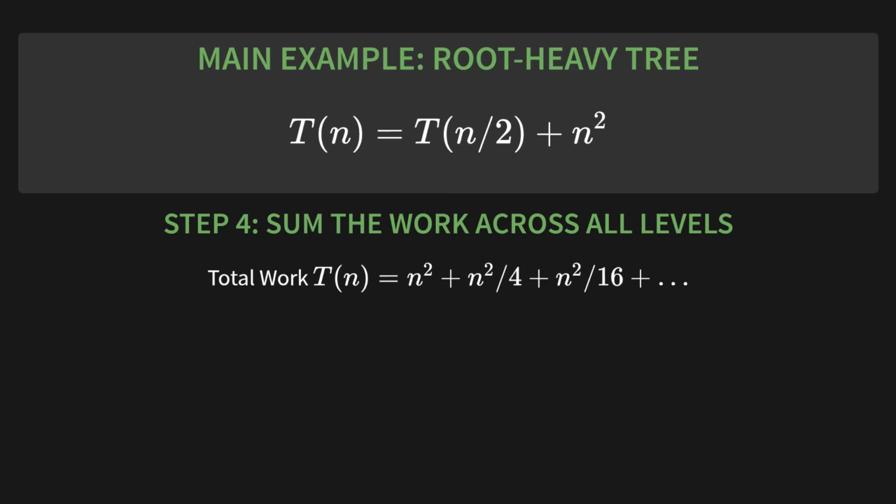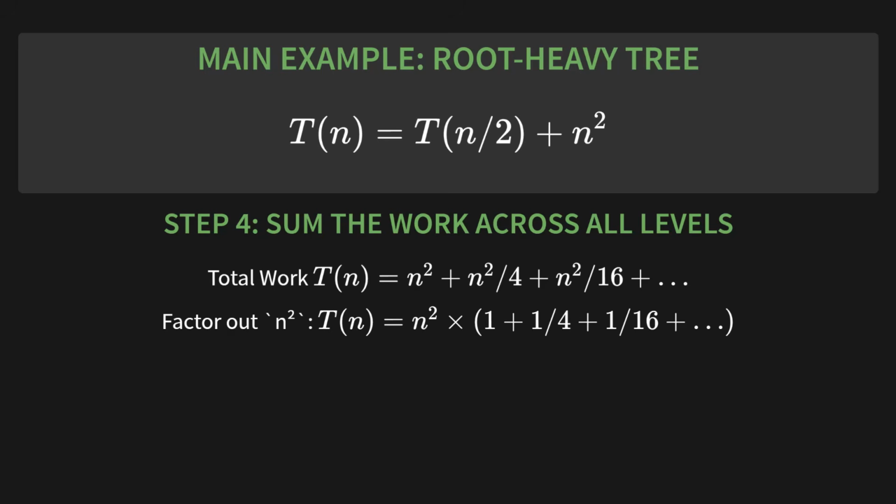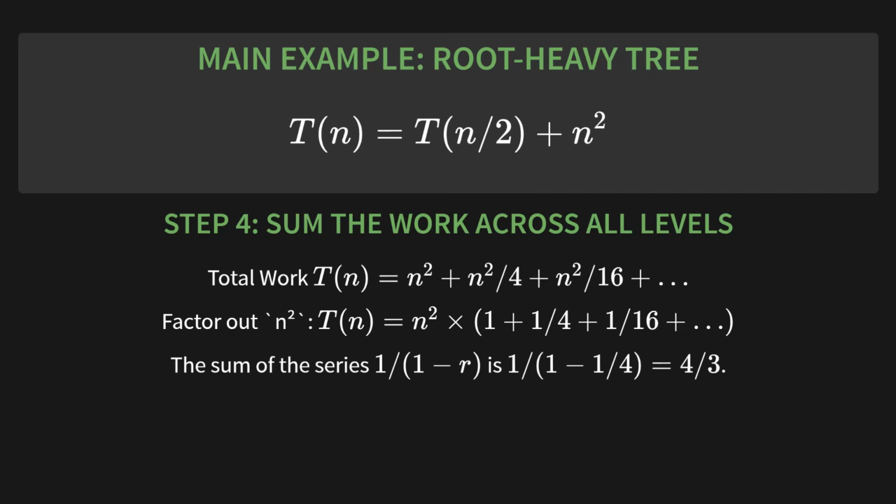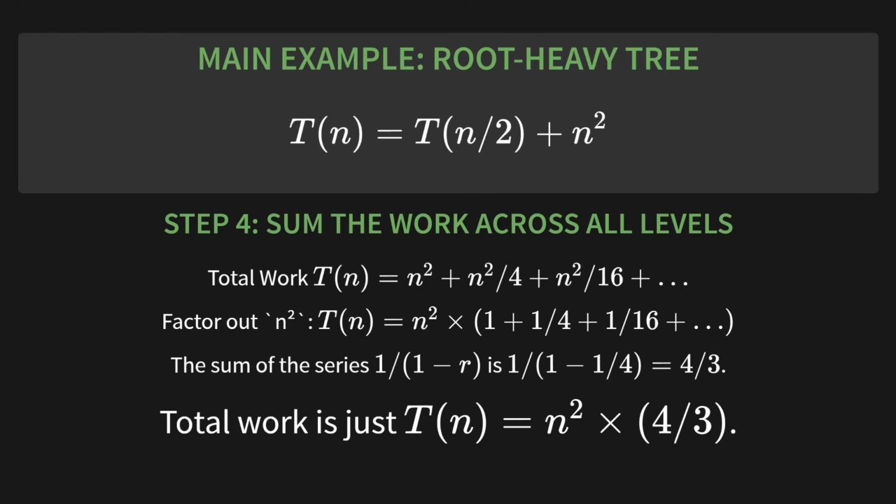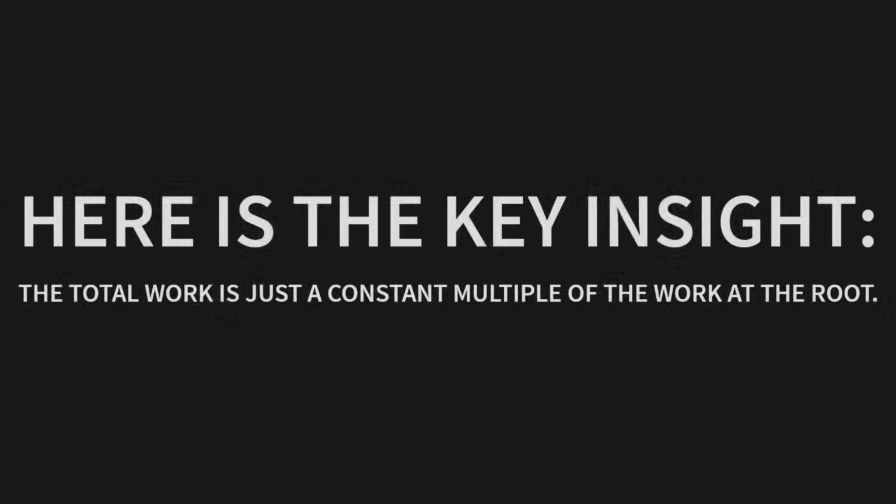Sum the work across all levels. The total work, T of n, is n squared plus n squared over 4 plus n squared over 16, and so on. Let's factor out that n squared term. T of n equals n squared times the series 1 plus 1/4 plus 1/16 plus, well, you get the idea. Now that series in the parentheses is a geometric series with a ratio of 1/4. The sum of an infinite geometric series is just 1 divided by 1 minus the ratio. So that's 1 divided by 1 minus 1/4, which is 4/3. So the total work is just T of n equals n squared times 4/3.